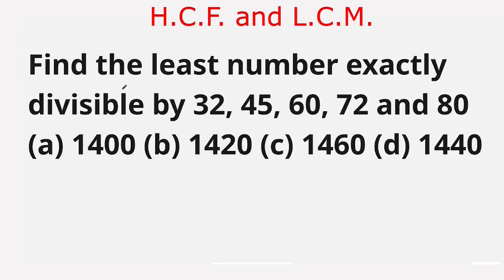Our question is, find the least number exactly divisible by 32, 45, 60, 72 and 80. The given options are option A 1400, option B 1420, option C 1460, option D 1440.